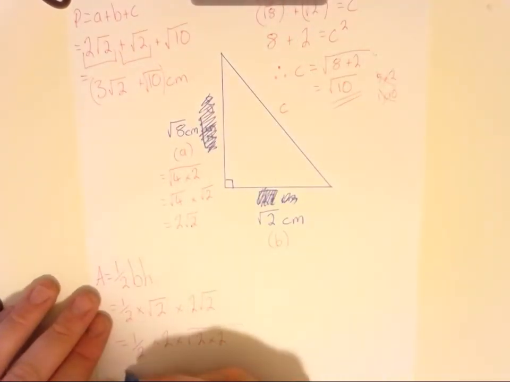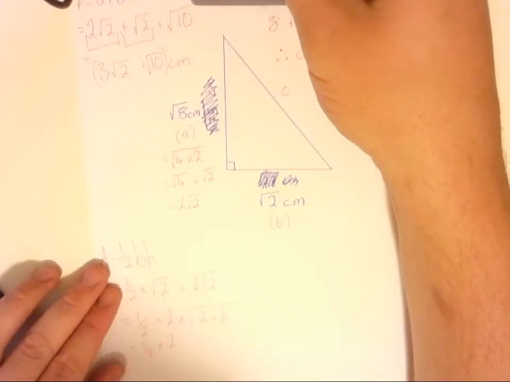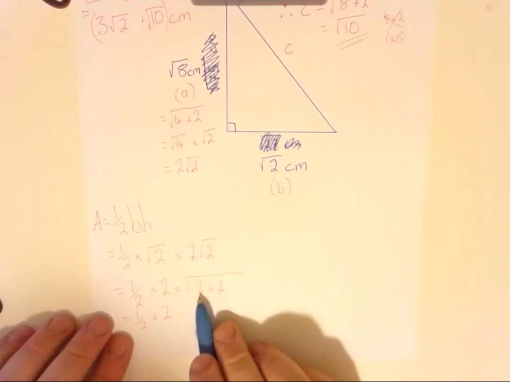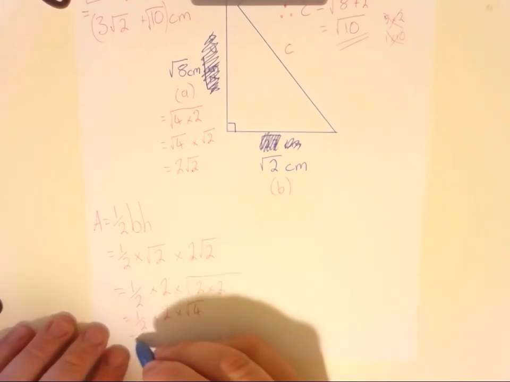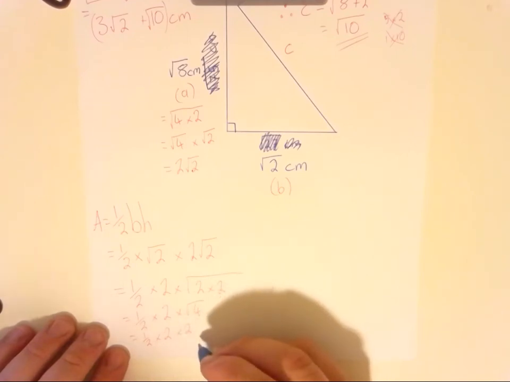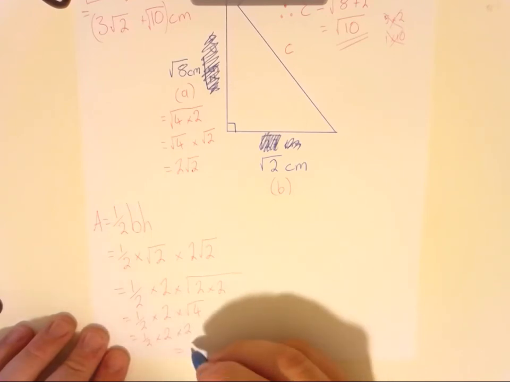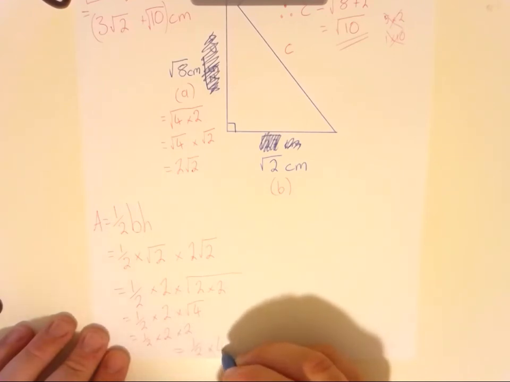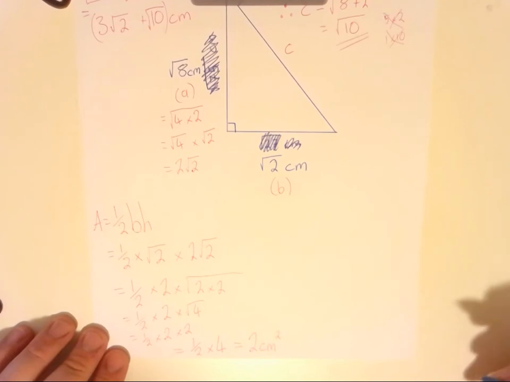Now, a half times 2, I know 2 times 2 is 4, and I know the square root of 4 is 2, which is then going to give me a half times 2 times 2, or a half times 4, and I know that a half of 4 equals 2 centimeters squared, being my final answer.